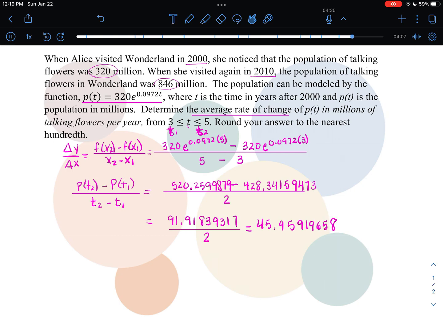45.9591968. I'm asked to round my answer to the nearest hundredth. Looking at my nearest hundredth, my final answer is going to be the rate of change equals 45.96. And I'm done.